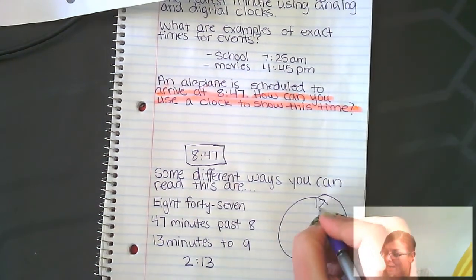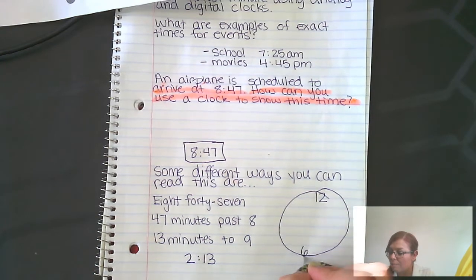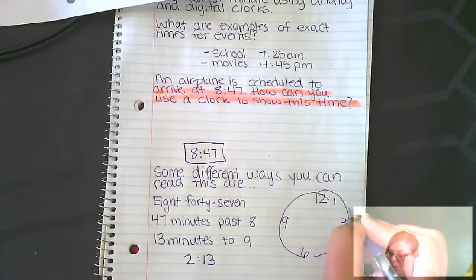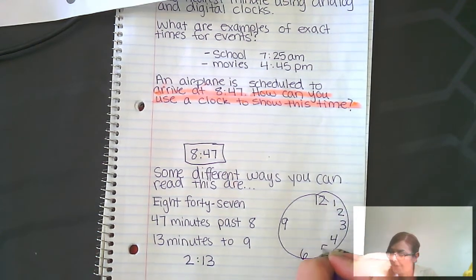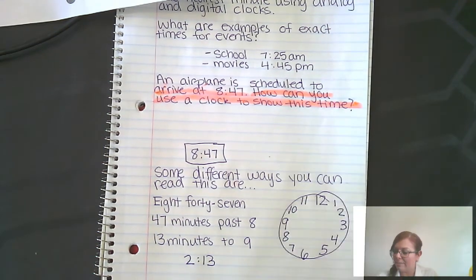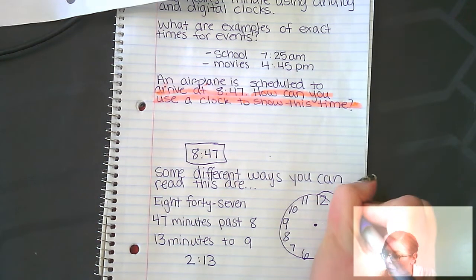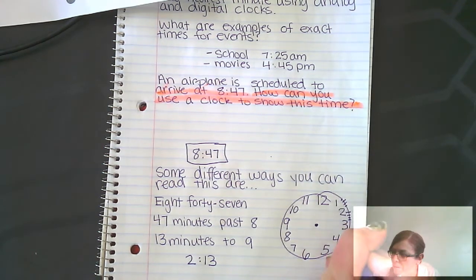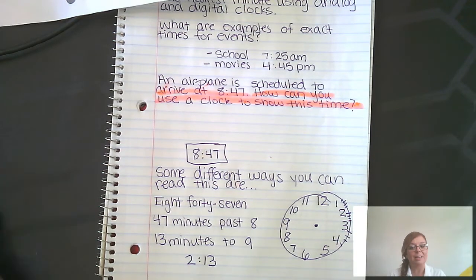Showed this yesterday. Put your 12. 6 goes right below. 3 across is 9. And then add your 1, 2, 4, 5, 7, 8, 10, 11. Your dot goes in the middle. Remember, the short hand is the hour hand. The long hand is your minute hand. And make sure that you put your 1, 2, 3, 4 in between each number for your minutes. All right? 2:13. Go.